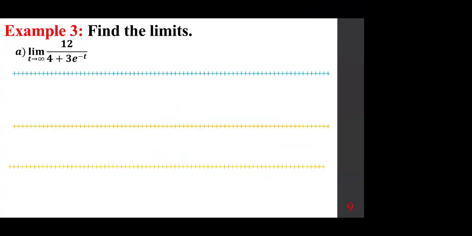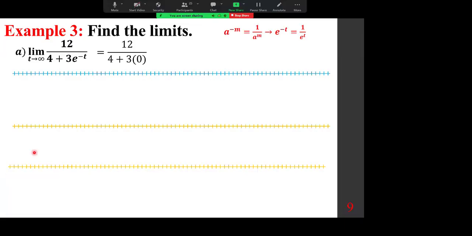We plug in e to the power of minus t. That means e to the power of minus infinity is 0. And here's the reason. a to the power of minus m is 1 over a to the power of m. Therefore, e to the power of minus t is 1 over e to the power of t. And if you plug in infinity, 1 over e to the power of infinity is 1 over infinity, and it's 0. So the answer is 12 over 4, or 3.